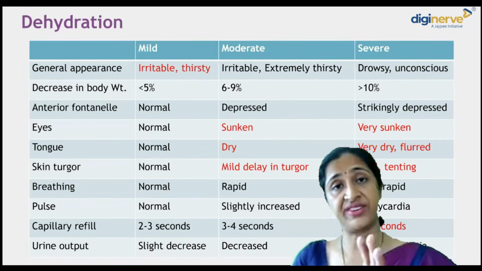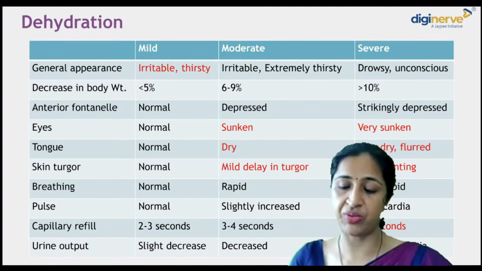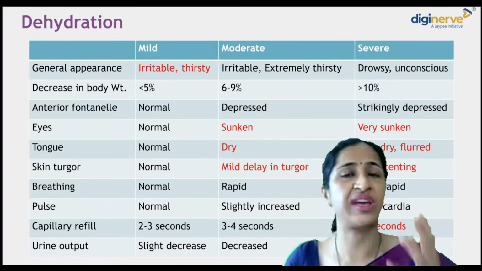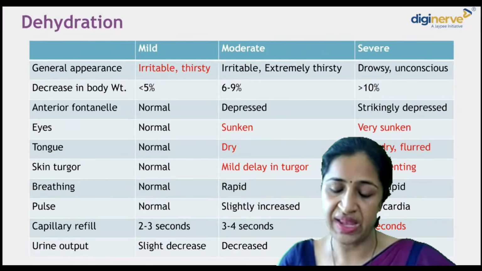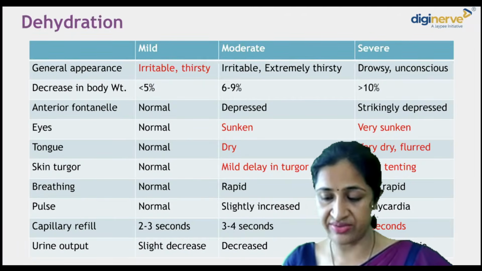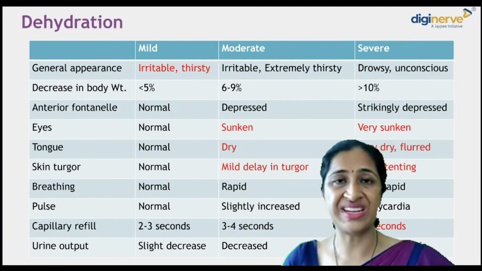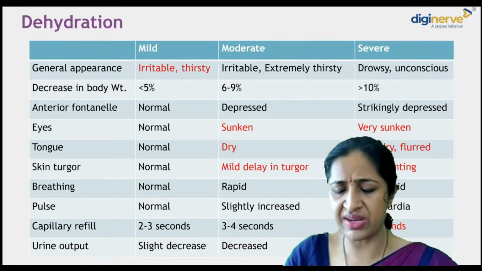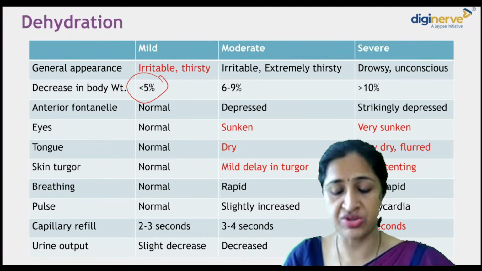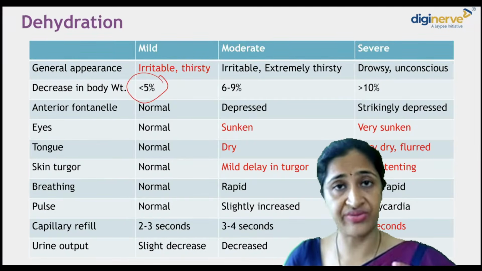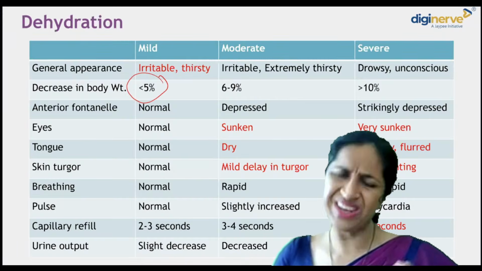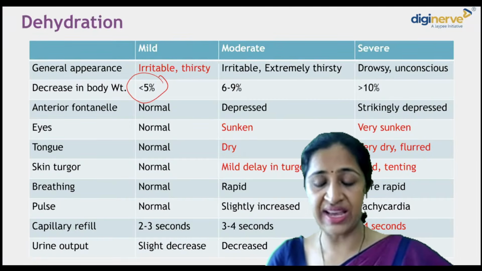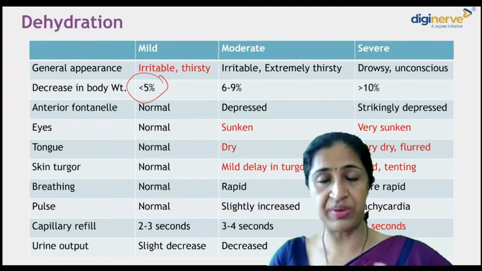Now, coming to dehydration. Very high yield, very important. Almost always I have seen one question from this somewhere in NEET or INI-CET. So, what is mild, moderate and severe? Mild is where the child is irritable, thirsty, everything else is normal. There's a minimal decrease, less than 5%, in body weight because of the fluid loss. Capillary refill is fast, less than 2 to 3 seconds. Very little decrease in urine output, otherwise the child is okay. Anterior fontanelle, eyes, tongue, skin turgor, breathing, pulse, all normal.